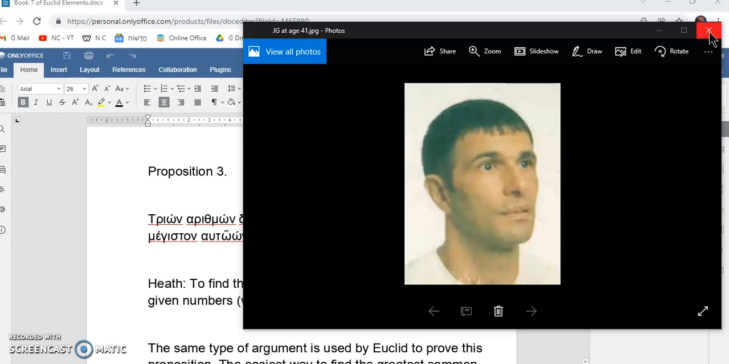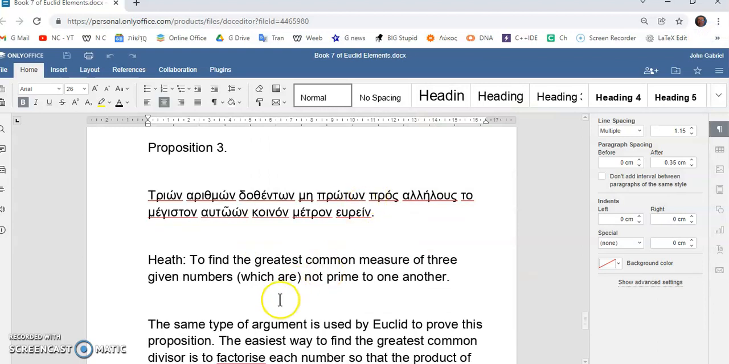So today I'm going to be covering propositions 3 and 4 of book 7 in Euclid's Elements. So let's begin. Now, in proposition 3, we see that Euclid shows how to find the greatest common measure or greatest common divisor of three given numbers that are not prime to one another. Okay, so obviously if they were prime, they wouldn't have a common divisor that is less than their product, right?